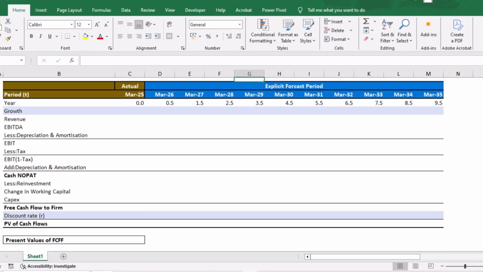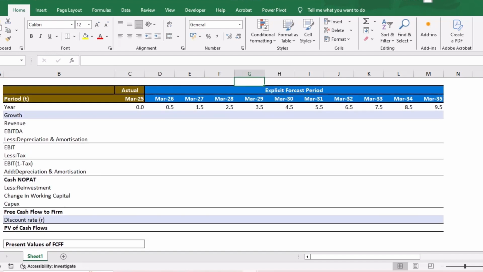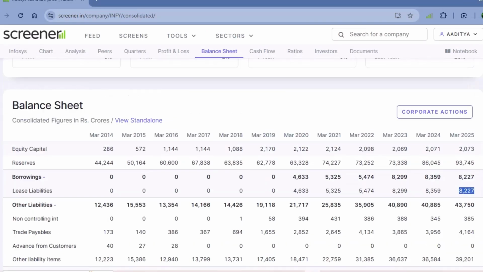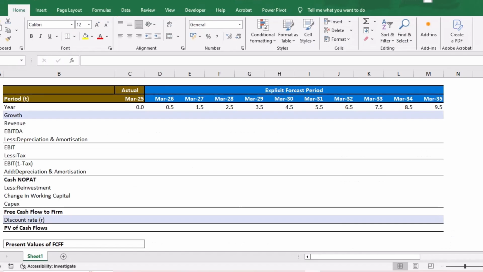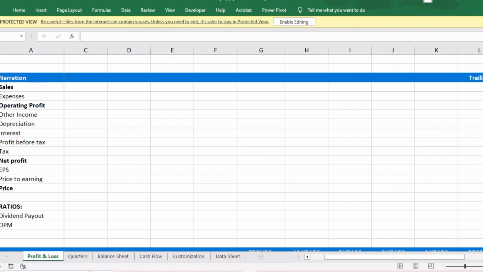Plotting our actual figures for FY25, and then we will forecast the cash flows. Okay, so for getting the actual figures, what we can do in Screener is click on export to Excel, and you will have a file. Just a minute. We have a file like this.